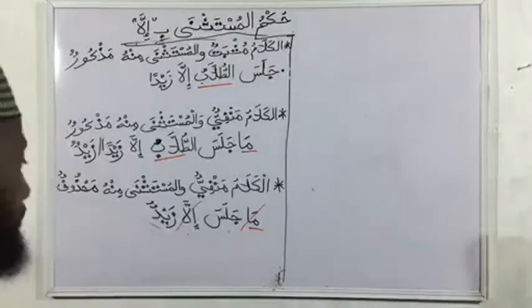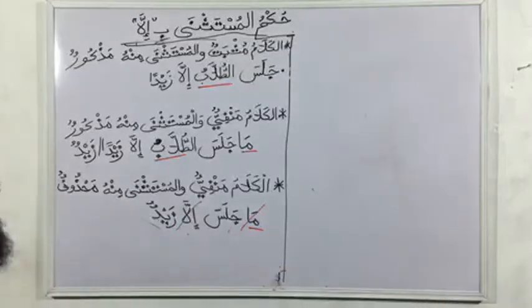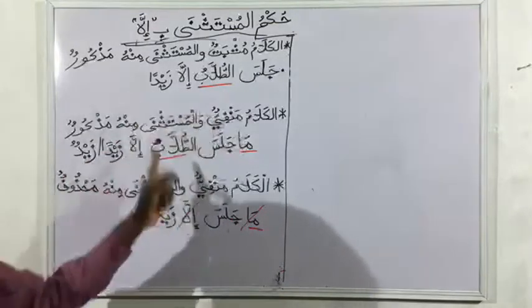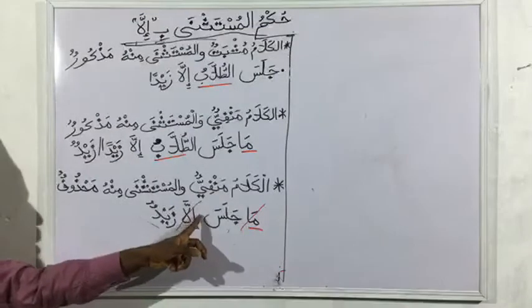Now next, said if the mustasna minhu is mahzuf. If your mustasna minhu is not mahzuf, you can see the word we have been using here is not mahzuf in the third sentence. You can't see it here.